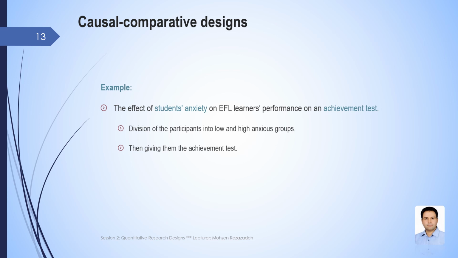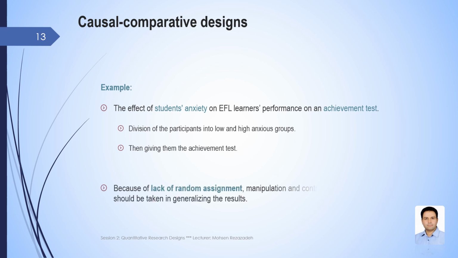We administer the test to both groups, high and low anxiety group, and then further we investigate the difference between the two groups. This way we can see, for example, if a low anxiety group outperform the high anxiety group in the achievement test, the temptation would be to conclude that anxiety has a negative effect on students' achievement, for example.